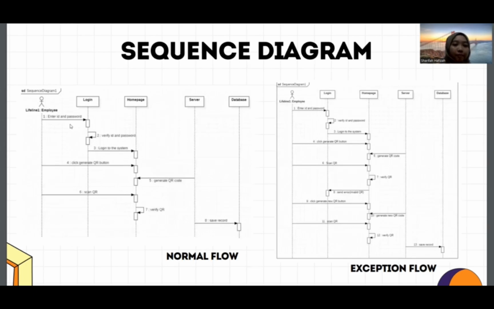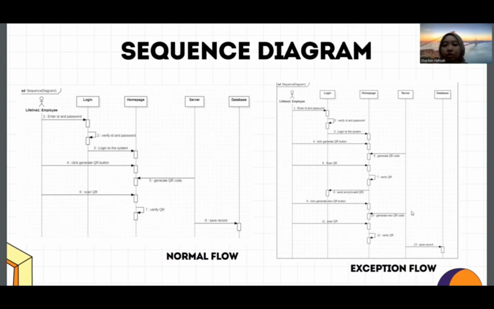So for the sequence diagram, first the employee needs to enter the ID and password and it will be verified before the user can log into the system. At the interface of the homepage, the employee needs to click the button so that the system can generate the QR code. Then they just need to scan the QR. Then it will verify the QR code. If it's successful, it will record their arrival time and departure time to the database.